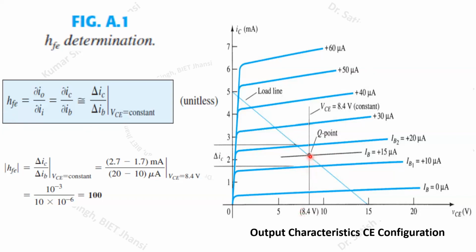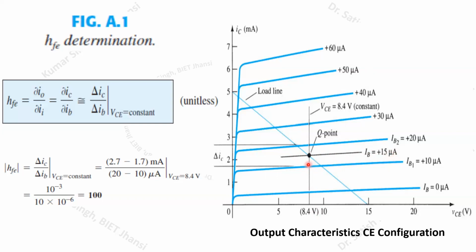First of all, we have to take this VCE and then choose a particular characteristic of the IC current for a corresponding value of IB. Here at this particular value we are taking a certain curve. Let us say this is our curve. We are interested in this particular curve at 8.4 volt, where IB equals 15 microamperes.